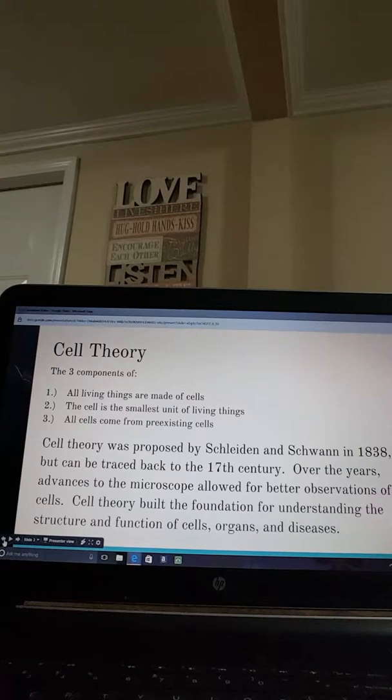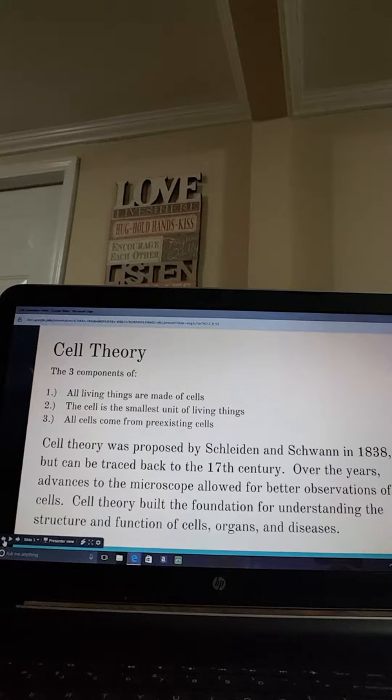So, cell theory. There are three main components of cell theory. When we're thinking of cell theory, we have to keep in mind that all living things are made up of cells. The cell is the smallest unit of living things, and all cells come from pre-existing cells. Those are the three things that we're going to be focusing on.